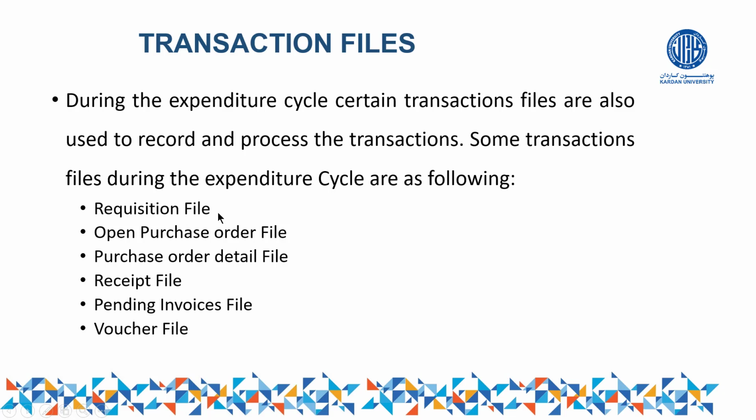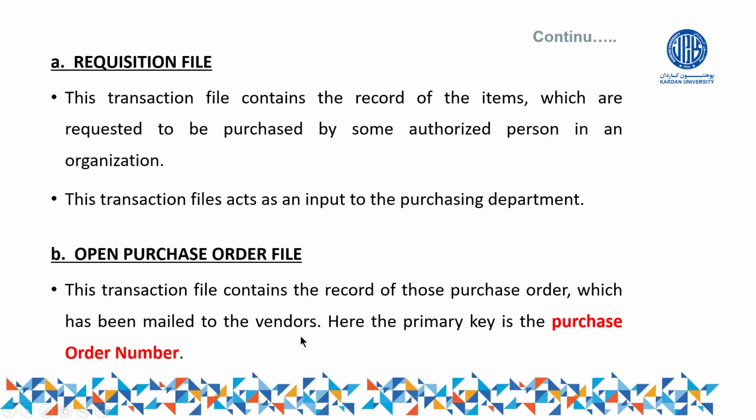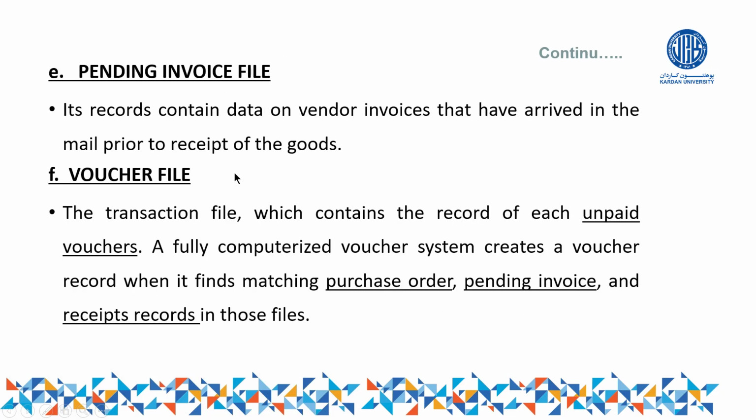Request files: how many goods are needed. It is requested by different departments, so we have to make a file of that. Then one file for how many purchase orders are open. Suppose we may have 10 purchase orders; detailed information of these. How many items are received, for example, how many receipt files are made. Suppose 10 times we have received goods, so 10 times we have filled the receiving file. Then how many invoices are pending, and finally the voucher file. You can go through the proper definition of each of them; the information is available. I don't want to go through that.